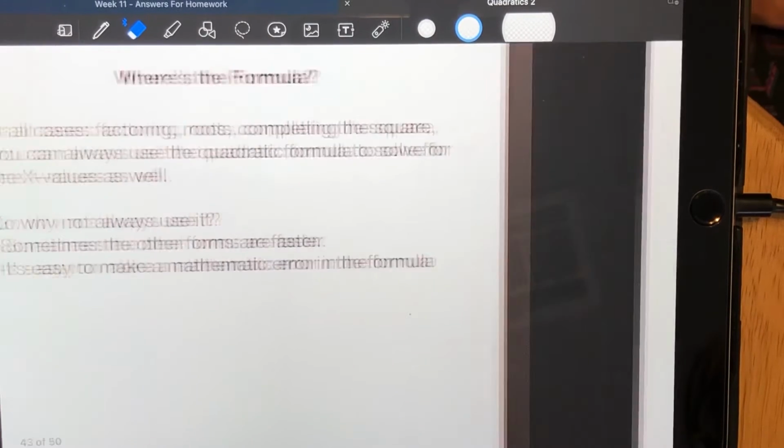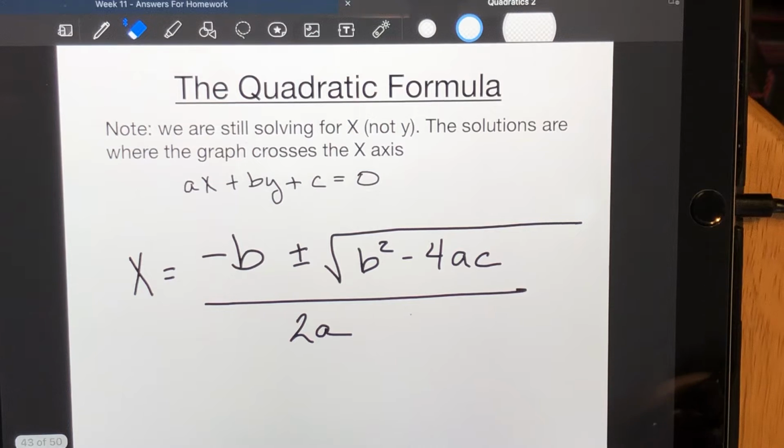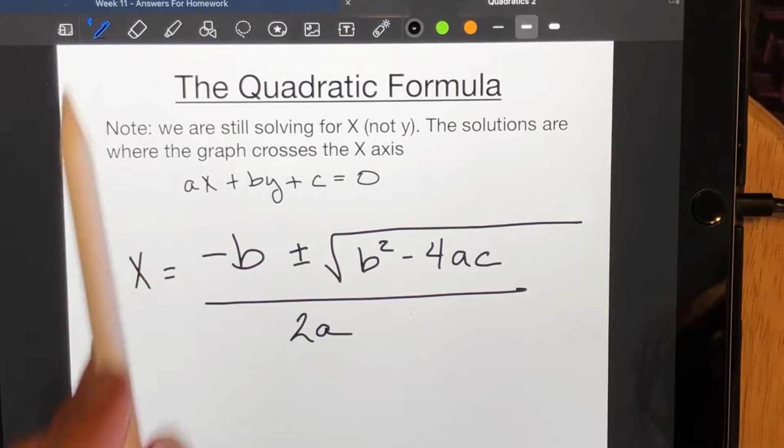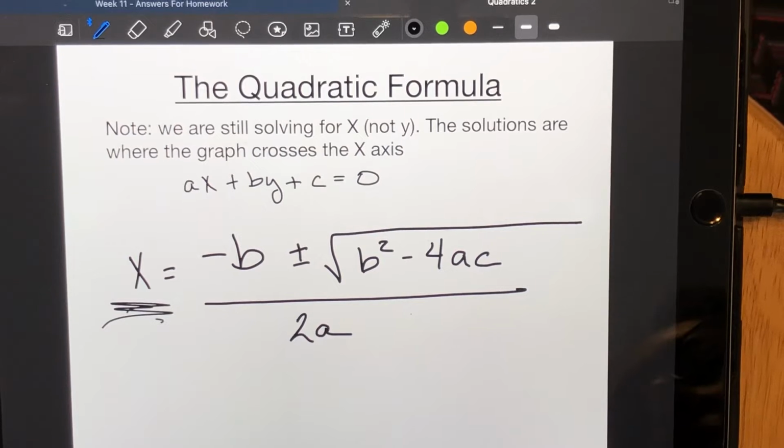However, nonetheless, we can use the quadratic formula to solve for our solutions, to solve for that x value. Again, we are looking for x, right? We are looking for where it crosses the x-axis.